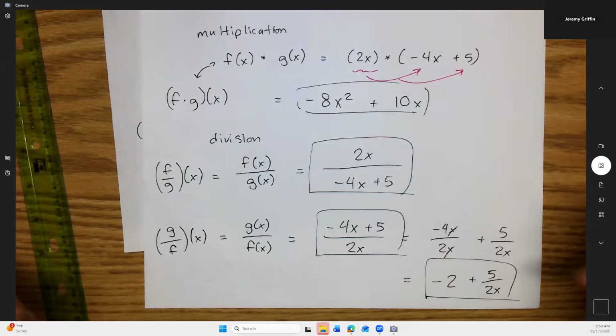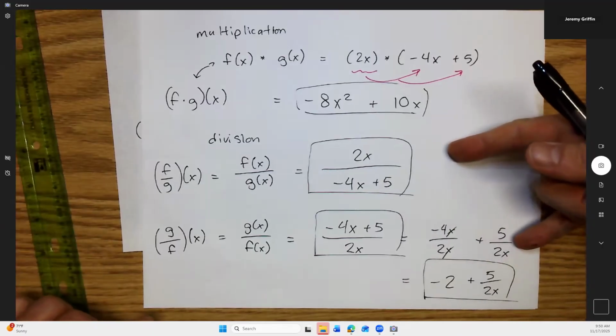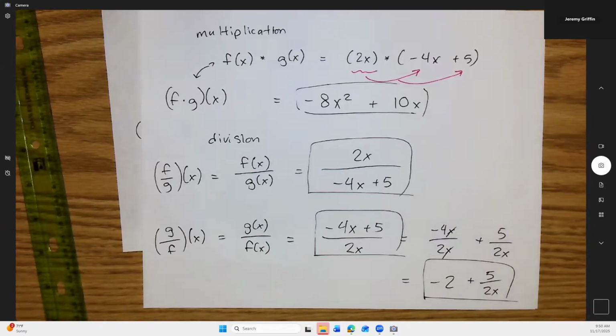Yeah. Okay. So these two graphs are different from each other. f over g and g over f are two totally different things. Each has its own vertical asymptote. All right, guys, good with multiplication, division?